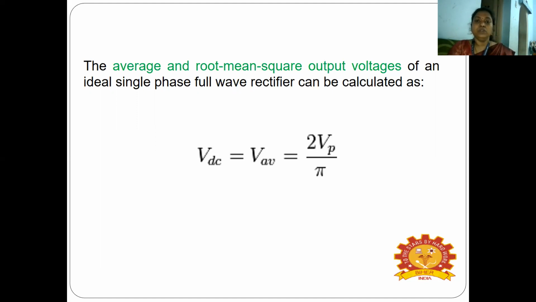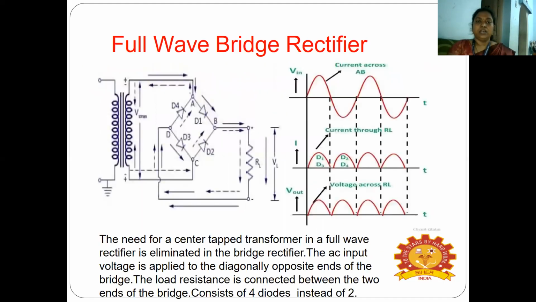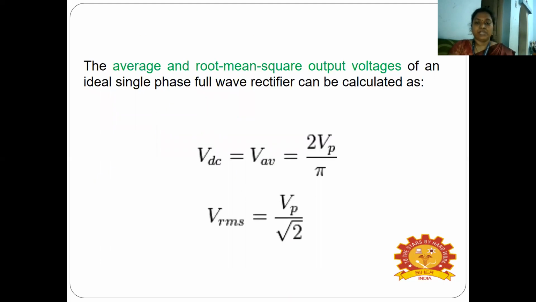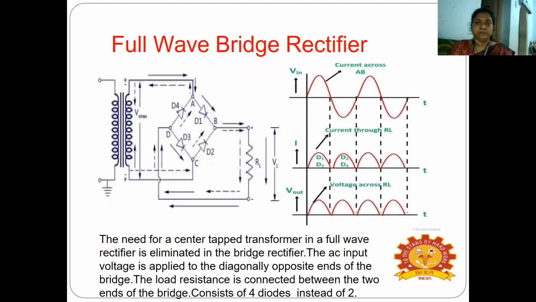That is equal to twice the peak voltage divided by pi. Twice the peak voltage. In the case of a half wave rectifier, it is V peak by pi, but here it is 2 Vp by pi, twice. Next, you see the V RMS value. V RMS value is equal to Vp by root 2, so Vp, the peak voltage, divided by root 2. That is nothing but the RMS value.